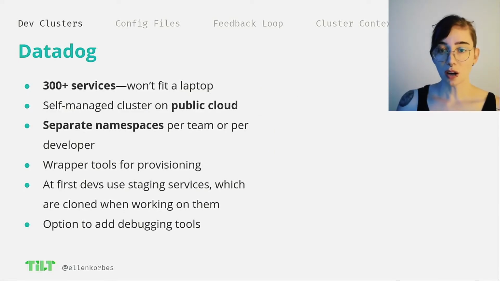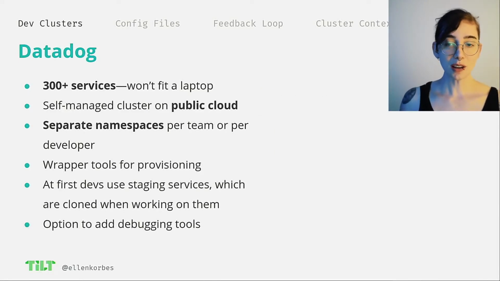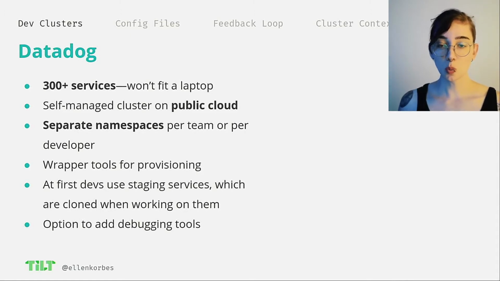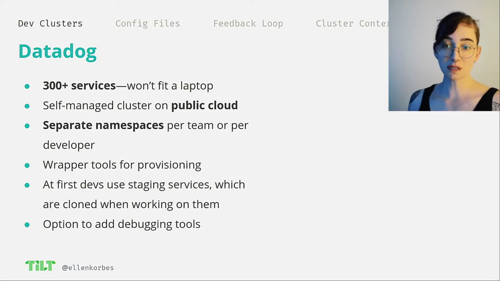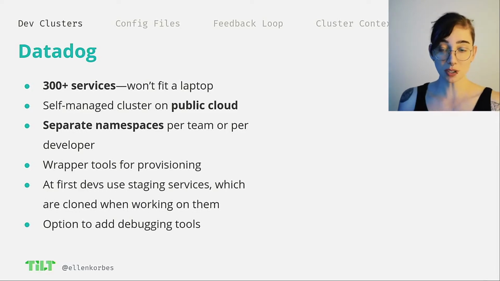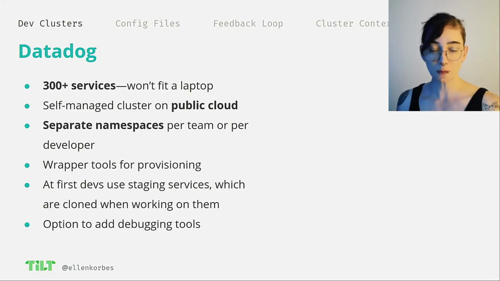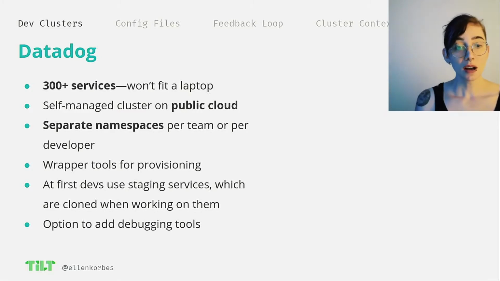Right, so Datadog, how do they deal with this issue? They have 300 plus services, so it won't fit a laptop. They use one huge development cluster in the public cloud that is self-managed. So people always ask, should every developer have a cluster? Should everyone work on one big cluster? What I always see is everyone develops on one big cluster. You split either by teams or by developers where everyone has their own namespace, and usually that's how it's done.